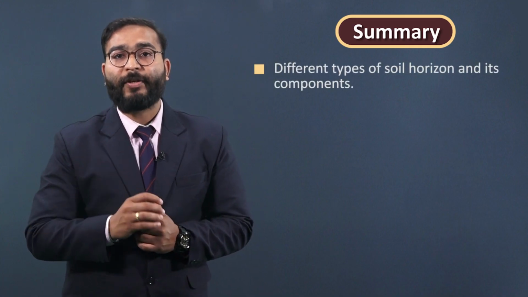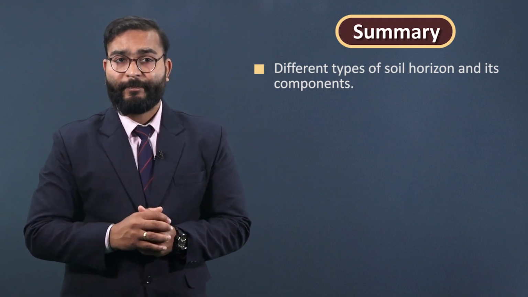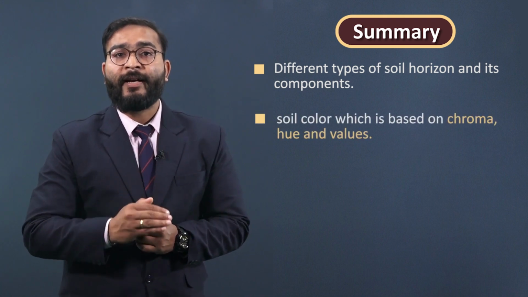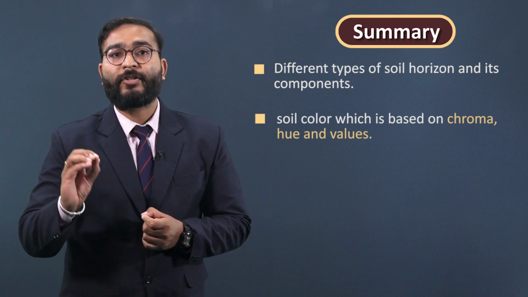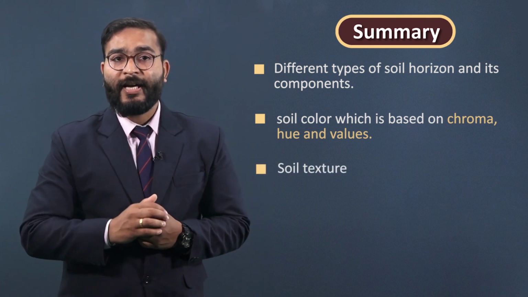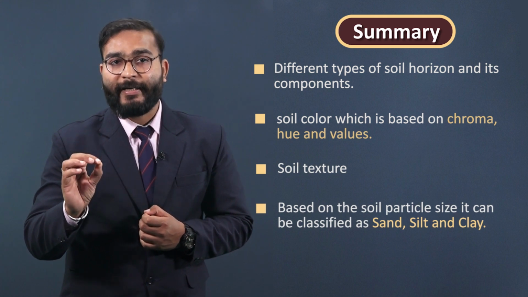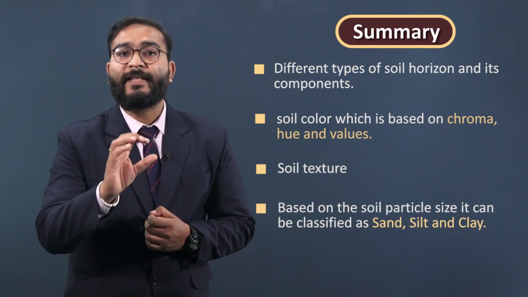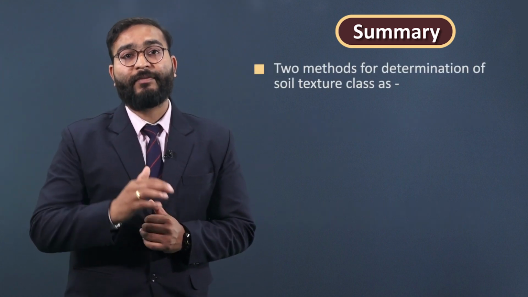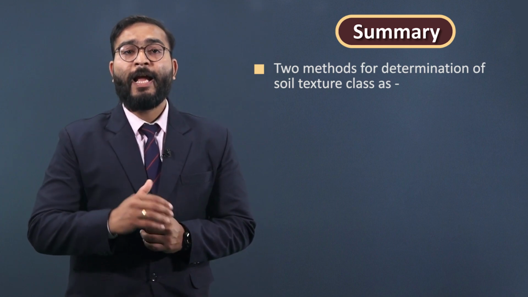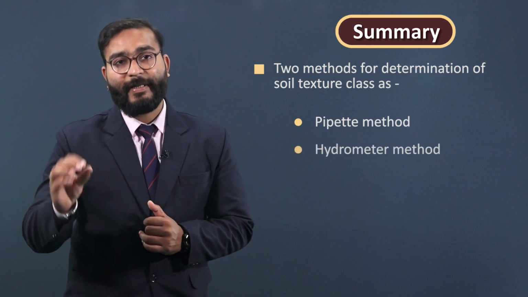So student, let us summarize what we have learned in this session. We have learned about different types of soil horizons and their components. We have learned about soil color, which is based on chroma, hue, and value. We have seen soil texture, in which we understood that it is based on soil particle size that can be classified as sand, silt, and clay. Student, we have also learned two methods for the determination of soil texture class, that is the pipette method and the hydrometer method. So student, that's all for today's session.